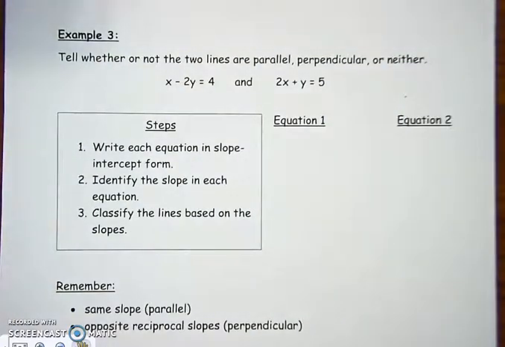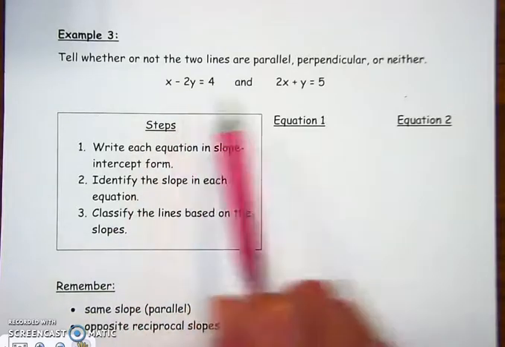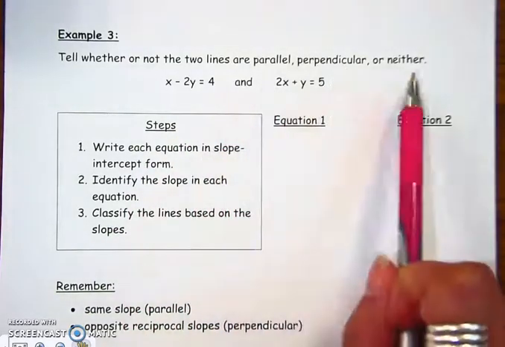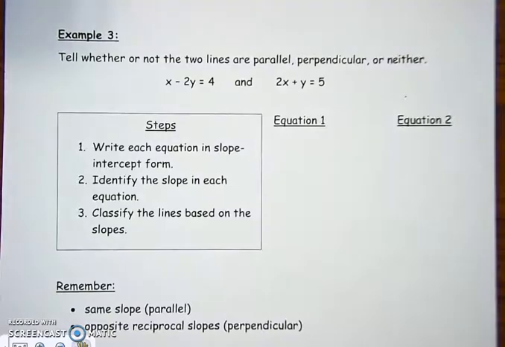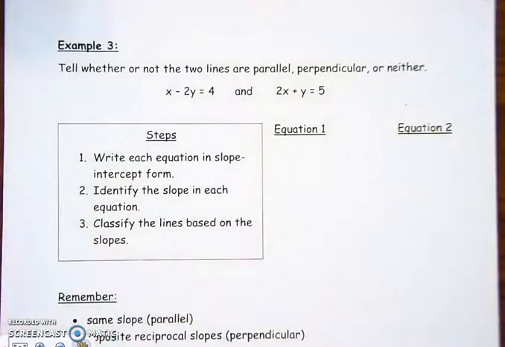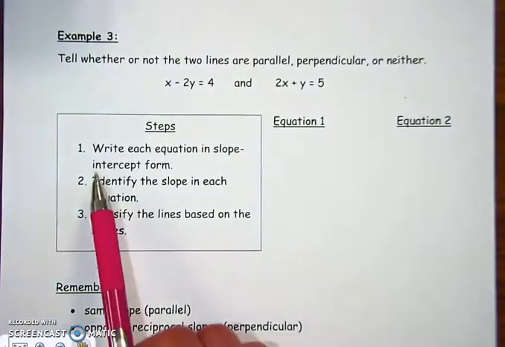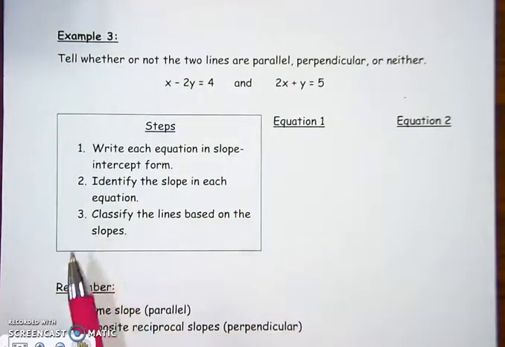All right, so from here we're looking at our last example, example 3, and they want you to determine whether or not the given equations are parallel, perpendicular, or neither. So if I look at these two equations, I notice that the issue is that they are in standard form and not slope-intercept form. If they were in slope-intercept form, I would easily be able to identify the slope. But I can't identify the slope, so in step 1, we need to write each equation in slope-intercept form.